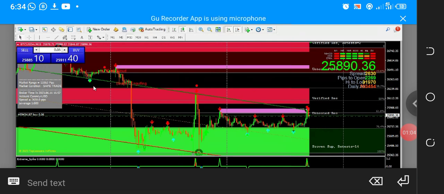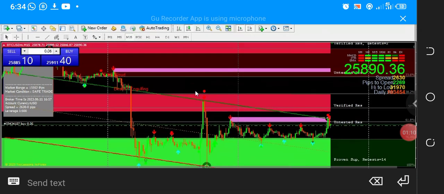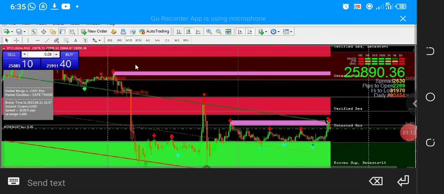Okay, so let's look at how to sell. Let's look at how to open sell trades, sell positions. Now, the first thing I want you to take note of is that you use Fmmt on 15 minutes time frame for just scalping.